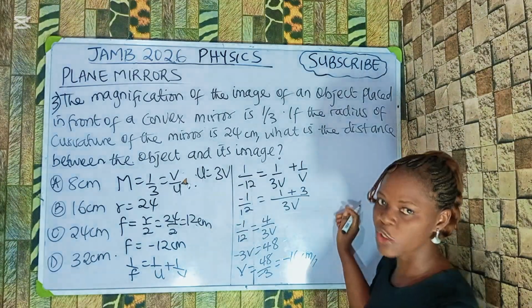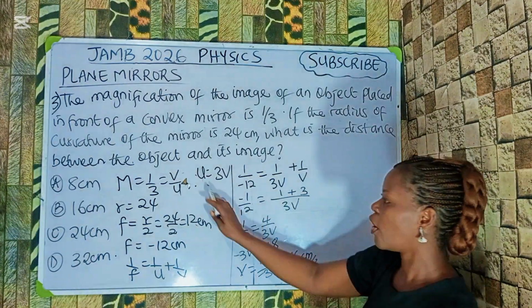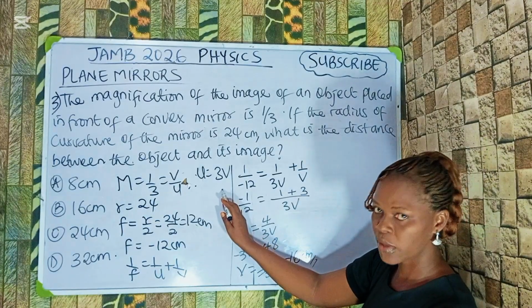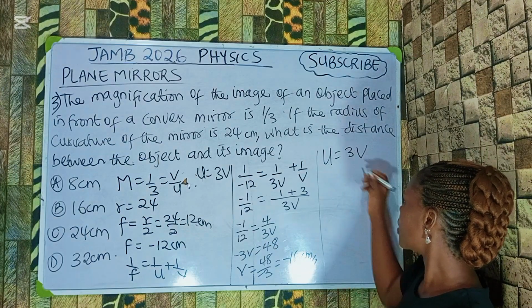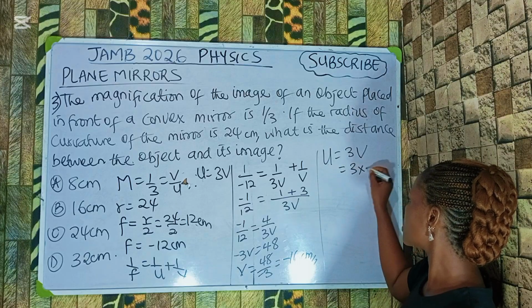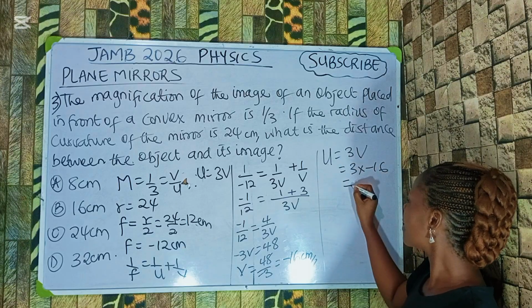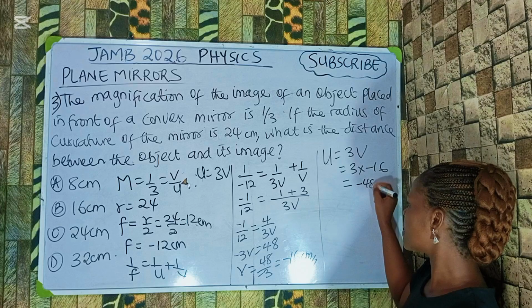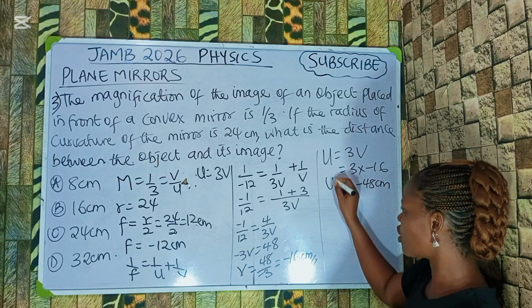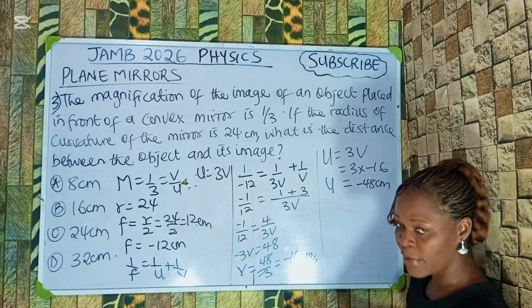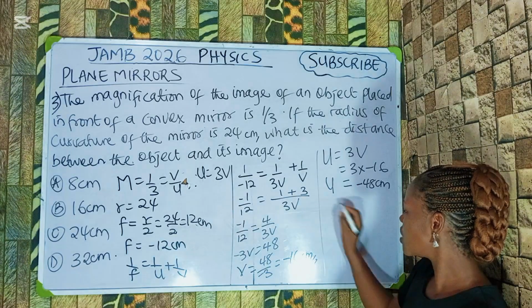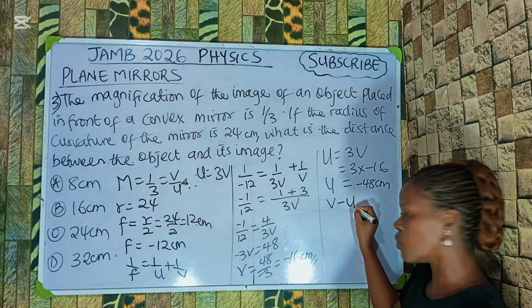So now the object distance, because my object distance is 3v, we have that u is equal to 3v. What is my v? Minus 16. That is 3 times minus 16, which gives minus 48 centimeters as my u. But the question says the distance between the object and its image. Object and its image, that is v minus u, right?